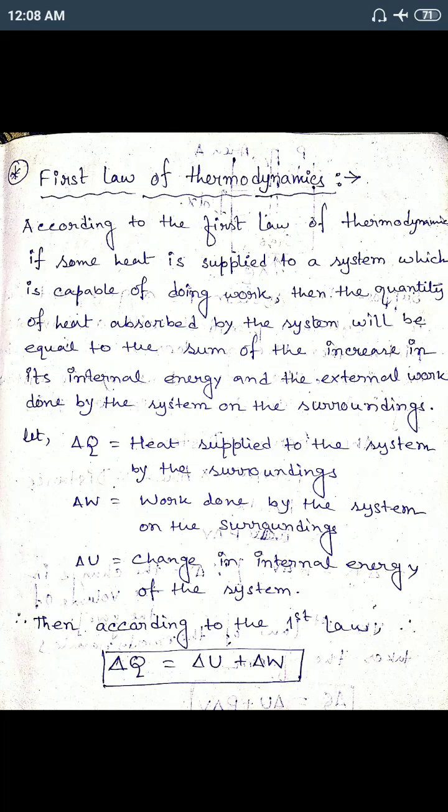Delta W is the work done by the system on the surroundings. This work done also changes, sometimes more, sometimes less. And there is a change in internal energy, the increase in internal energy, so delta U represents the change in internal energy of the system. So mathematically, delta Q, the heat supplied to the system, equals delta U, the change in internal energy, plus delta W, the work done by the system on the surroundings. This is the first law of thermodynamics.